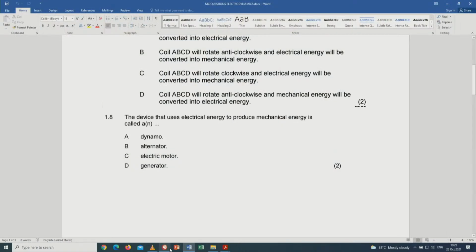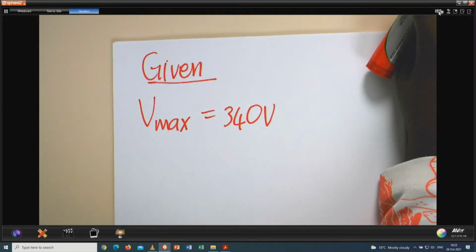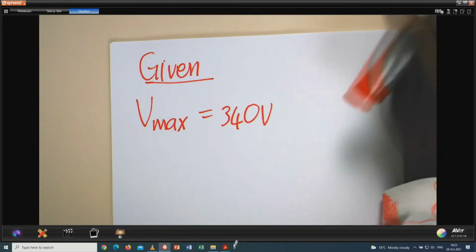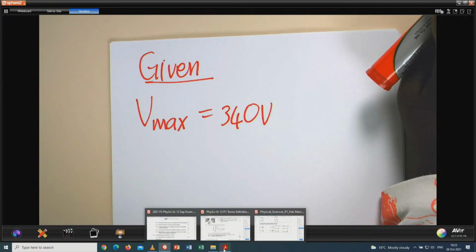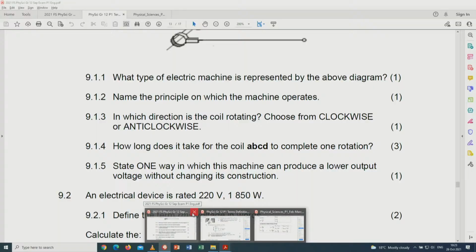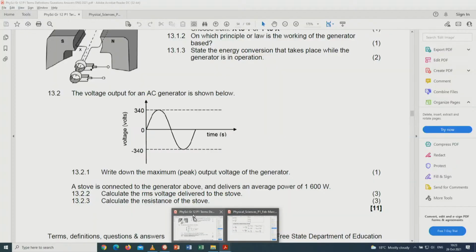Then the question says, I think I must close all these other ones which I'm not going to use. Let me see which other one I'm not going to use. I'll close this one as well, so that I only alternate between two screens.